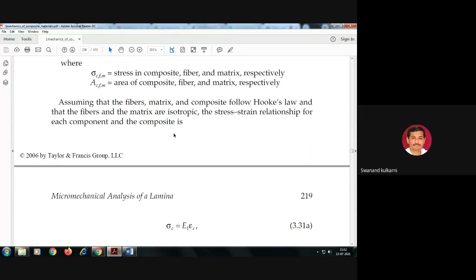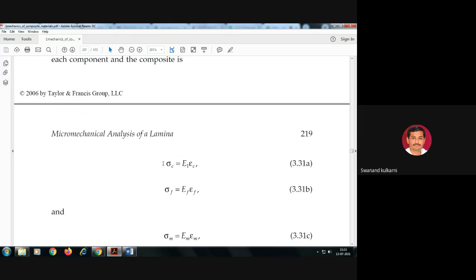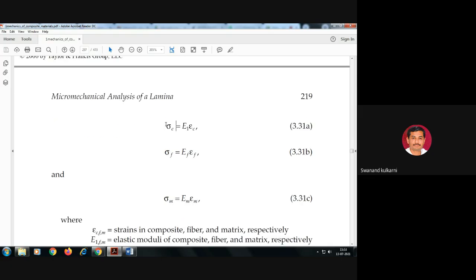Then let us consider sigma c. As far as the relationship between stress and Young's modulus is concerned, Young's modulus is stress upon strain. Okay. Our regular definition: Young's modulus is equal to stress upon strain. Then stress is equal to Young's modulus into strain. Is it okay? So with this equation, we can consider the stress acting on composite material is equal to Young's modulus into strain acting on composite material. Is it okay? So that is the relation.